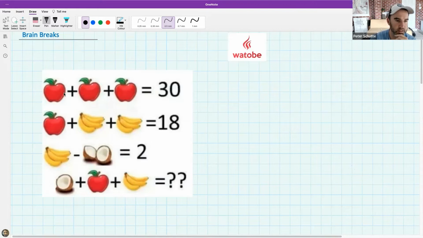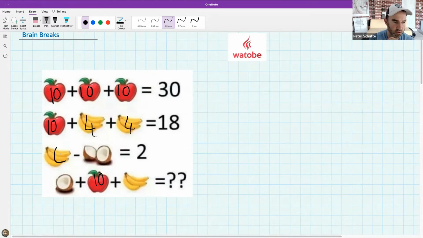So you're quite right. The red apple is going to be 10. So I think a couple of people have got that. So what does that mean about our bananas? Yep. So the bananas are going to have to be 4 each.